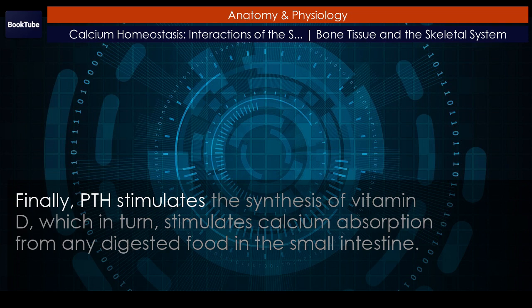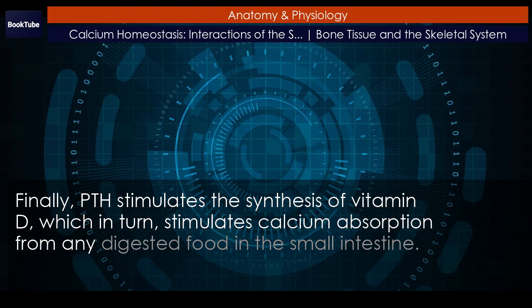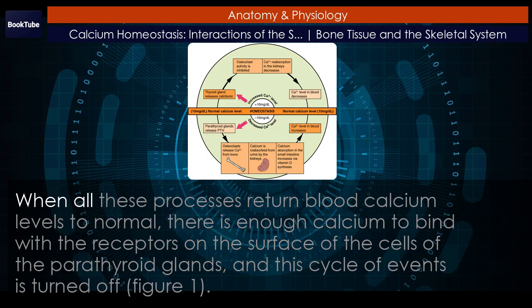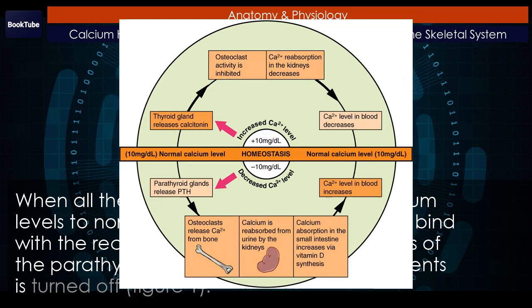Finally, PTH stimulates the synthesis of vitamin D, which in turn stimulates calcium absorption from any digested food in the small intestine. When all these processes return blood calcium levels to normal, there is enough calcium to bind with the receptors on the surface of the cells of the parathyroid glands, and this cycle of events is turned off.